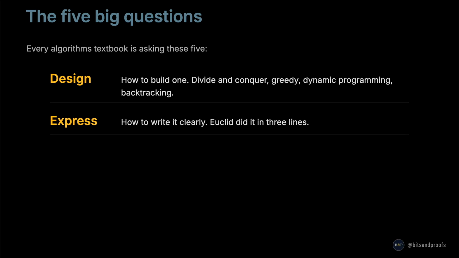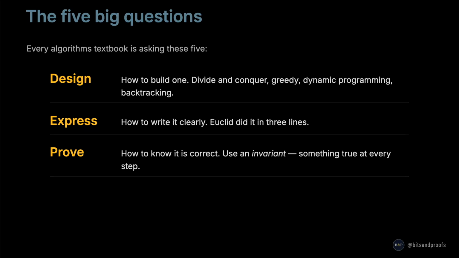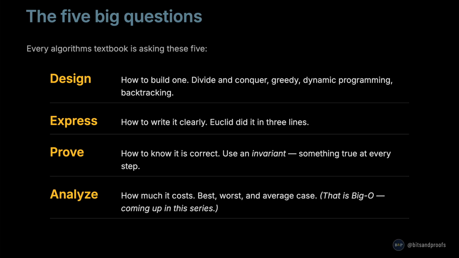Question 2. Express. How do we write an algorithm down so that our exact intention reaches the code? Euclid wrote his in 3 lines. That is a very good answer. Question 3. Prove. How do we know an algorithm is correct? Not by testing alone. We use a mathematical property called an invariant, something that stays true at every step. For Euclid, GCD of A and B is equal to GCD of B and A mod B. This equation holds at every step of the loop. That is the proof.